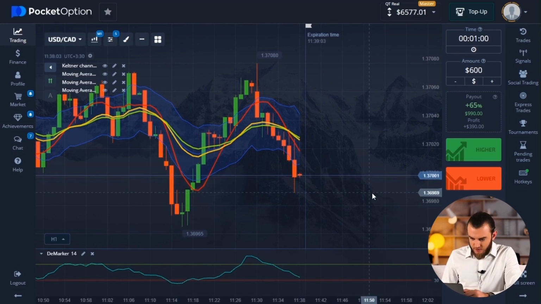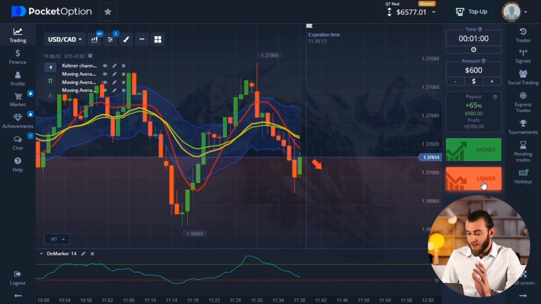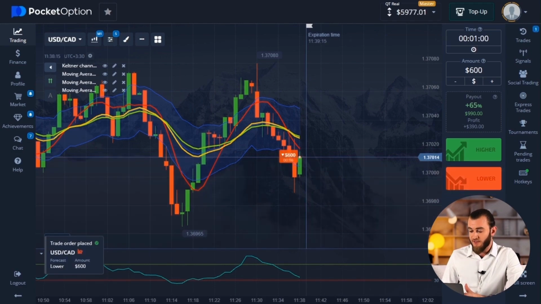By the way, our first deal is in the black. We earned $390 on it. Great. The moving average and DeMarker caught a good trend. On the decline, the chart broke through the lower boundary of the Keltner channel, and this is another additional signal for trading down.